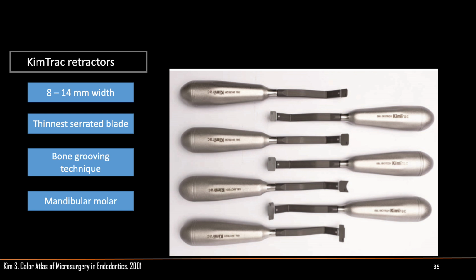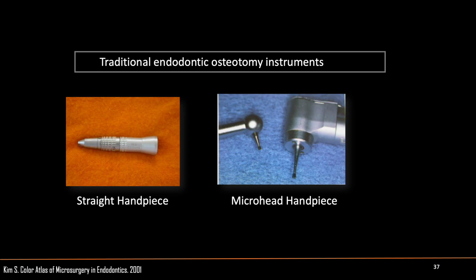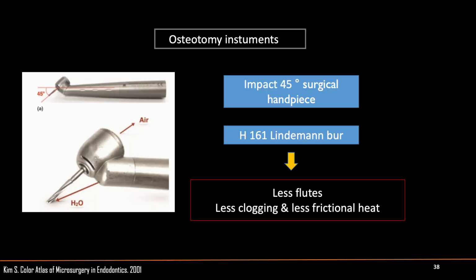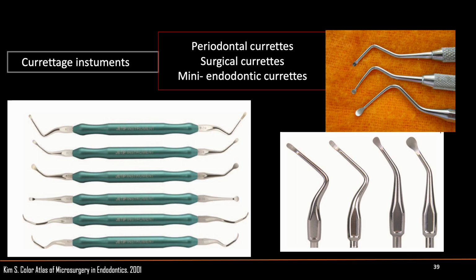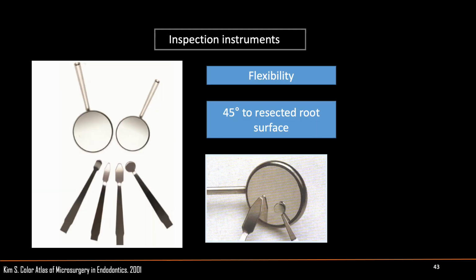Kim-Pecora retractors are also other retractors used for endosurgery, and can be used for retraction of tissue. Now for osteotomy instruments, a straight handpiece is preferred. Microhead handpieces are also used for the osteotomy procedure. Curettage instruments basically involve periodontal curettes, surgical curettes, and mini endodontic curettes. These are the inspection instruments.